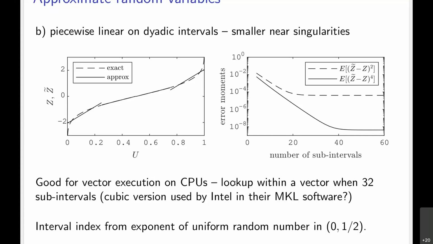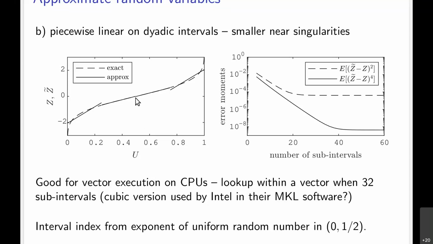Turns out this is really good for vector execution on the CPU. If you can do this with 32 subintervals, then you can look up both the mean and the slope of the linear piece, essentially a table lookup, but within vectors of length 32. And so it's very efficient. This is actually what I think Intel uses in their MKL software, except I think they probably do a cubic version rather than piecewise linear.